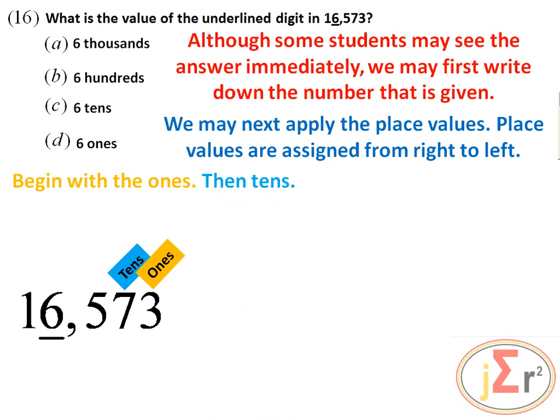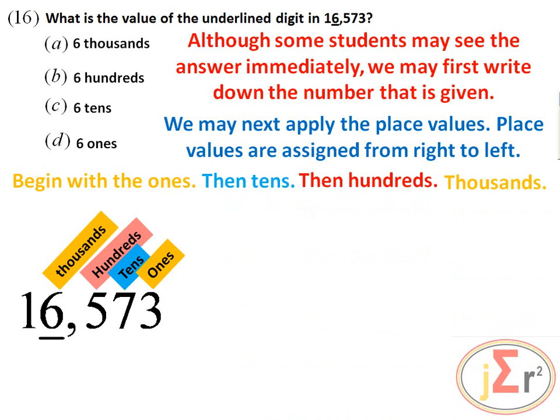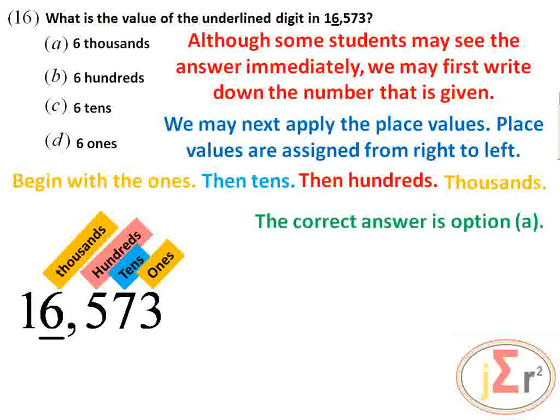And then after the tens, we have the? Hundreds. Right. And after the hundreds, we have the? Thousands. And after the thousands, we have the tens of thousands. But because we are at the underlined digit, we may say that the correct answer is option A, which is 6,000.